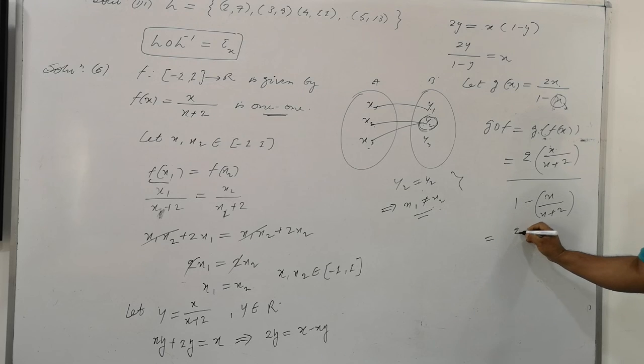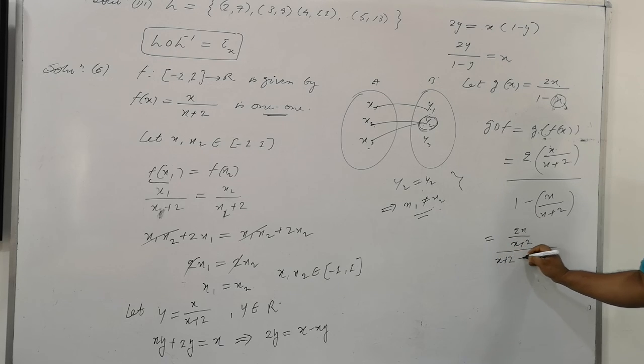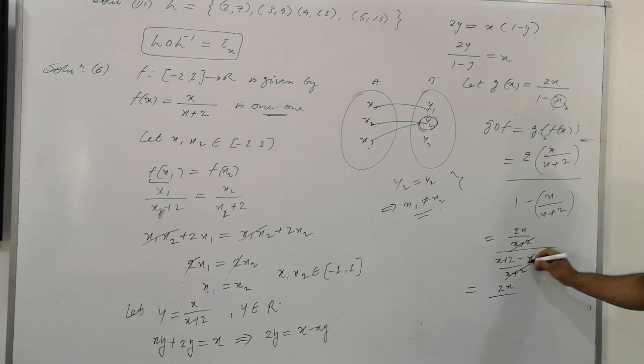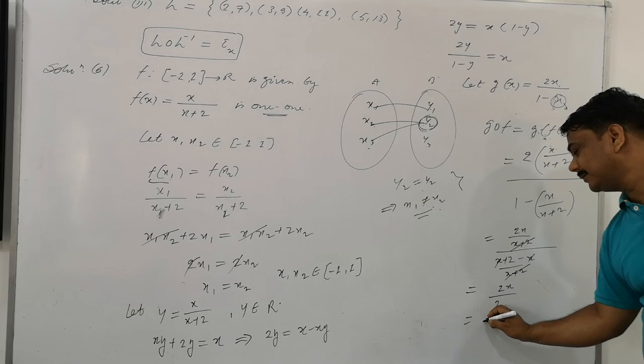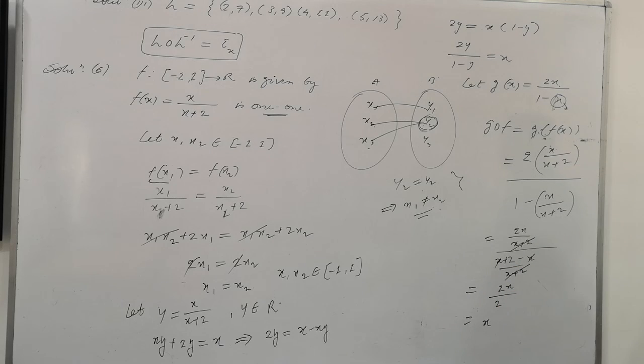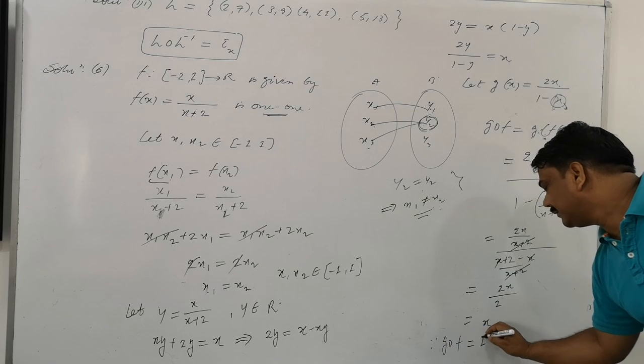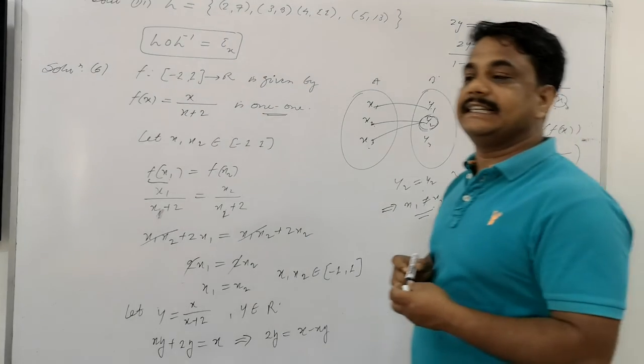Proceed ahead. 2x divided by x plus 2, and it's x plus 2 minus x divided by x plus 2. x plus 2, x plus 2 cancels. It's 2x, and x cancels here, divided by 2. What is coming? This x is coming. So you will write down here, since gof is equal to Ix, so g is the inverse of f.